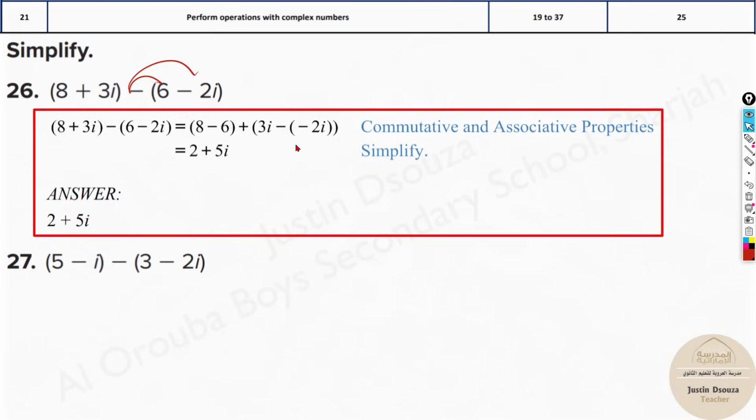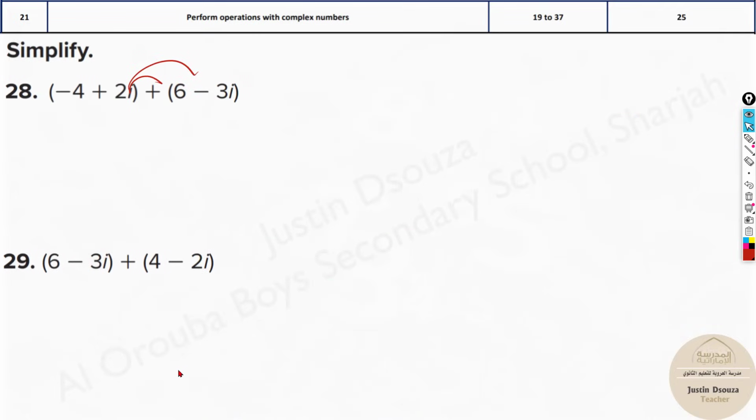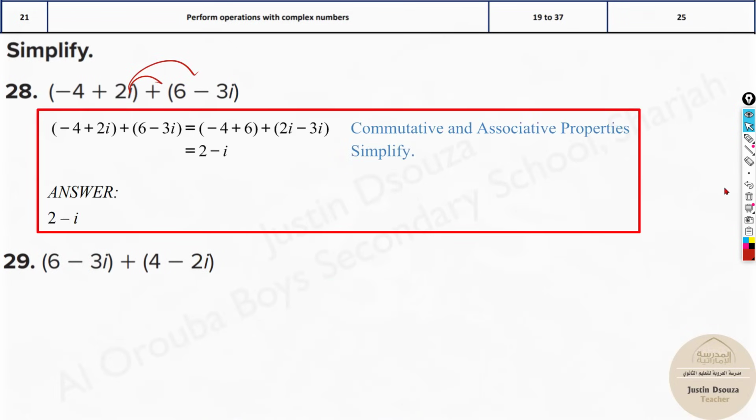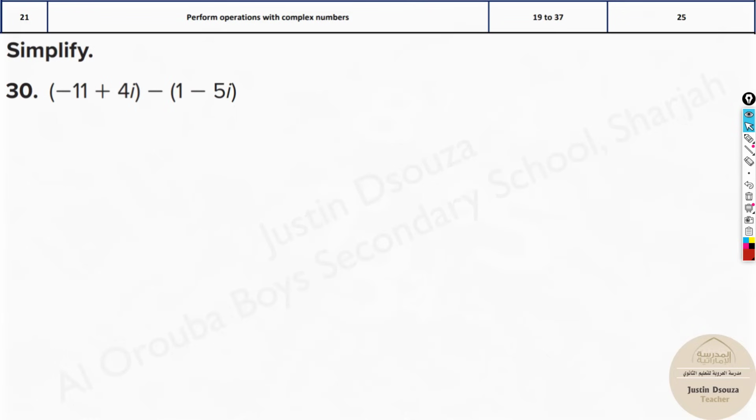But you need to write in detail if this comes in an exam. Do the real part separately, the imaginary part, and then solve it. Same thing here. Try them by yourselves. Here again, it's very straightforward problems.